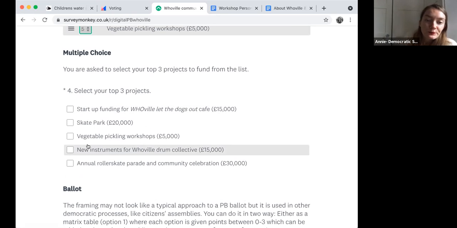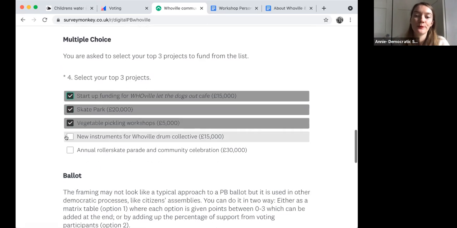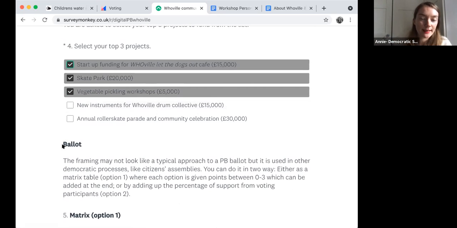Multiple choice. This is quite familiar to people. Select your top 3 projects. So you just click, yeah, I want that, and that's it. It's getting people again to read through all the projects, and make sure they've picked more than one as well. If it's just pick your top one, they might just pick their own project. So having that extra couple of options makes sure that they read through all the other ones.